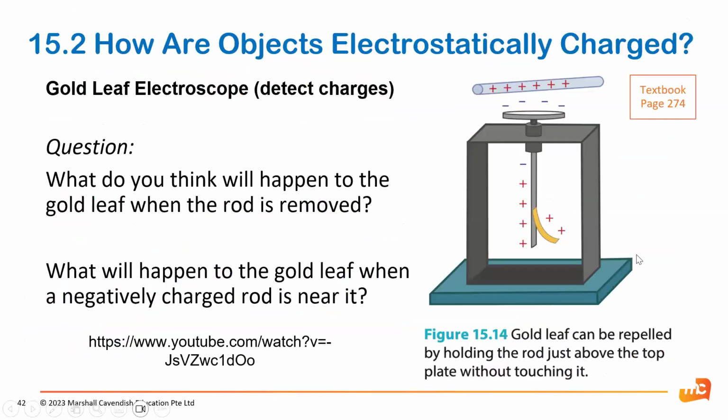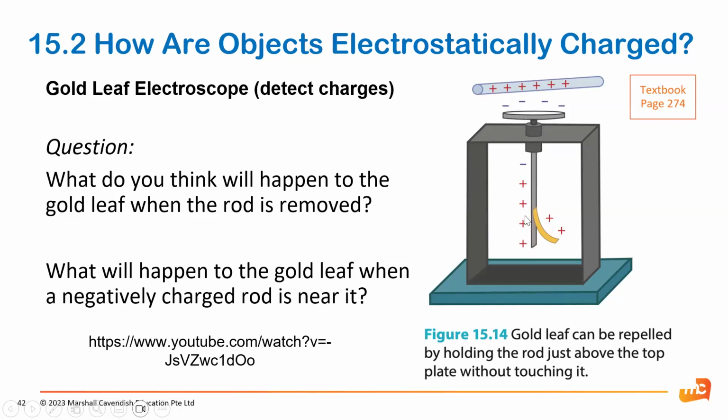Next, we have something called a gold leaf electroscope. What is its purpose? It's mainly used to detect charges. So how does a gold leaf electroscope work? You have a metal piece over here, which we call the metal disc, and it's attached all the way to the bottom. So this entire thing is the metal part, the disc and all the way to the bottom.